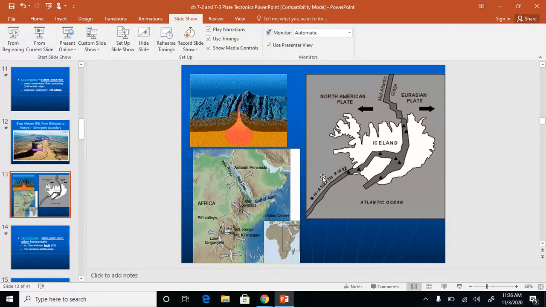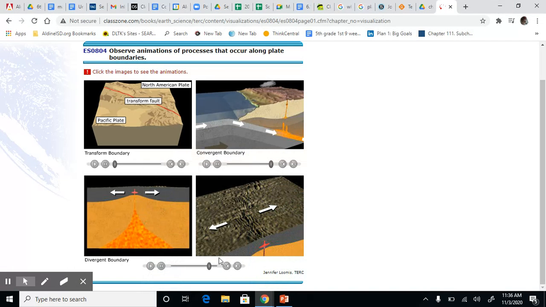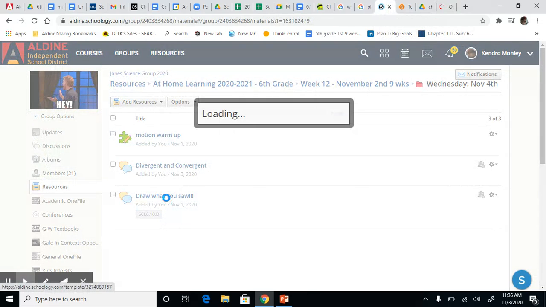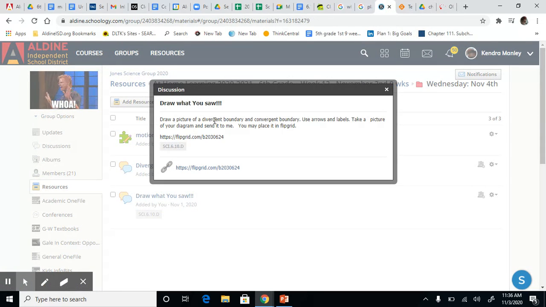Okay? So remember, we have our convergent, which is our colliding. We have our divergent, which is our spreading. Okay? And so those things create different types of landforms. And so we also have our simulation. Don't forget that after you do this, you need to go into your draw what you saw. Draw a picture of your divergent boundary, divergent spreading, convergent boundary, convergent colliding, bouncing, and use your arrows and labels.